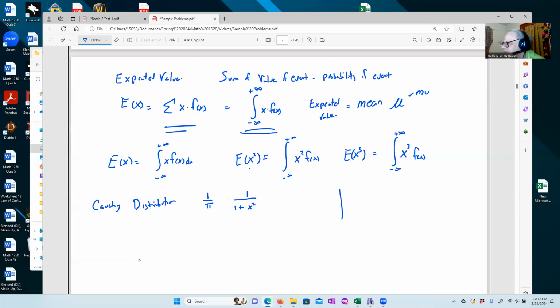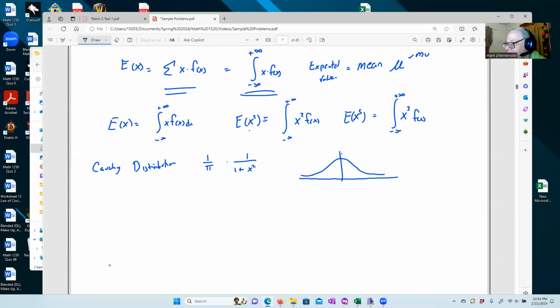So the shape of this thing looks something like this. It kind of looks like a normal distribution, but the tails are a bit bigger than a normal distribution. These are thicker tails. So we can go ahead and figure out, well, is this a distribution? Like, how do I know? Okay, so let's go ahead and integrate this thing out.